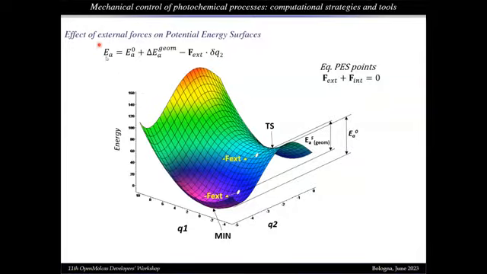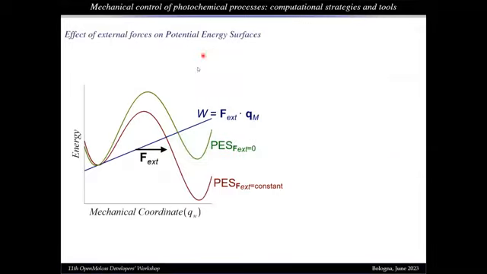So the final activation energy is affected not only because of the change in the geometry of the stationary points, but also because of the work performed by the external force, by the mechanical force applied to the system. And this term usually is the most important one.